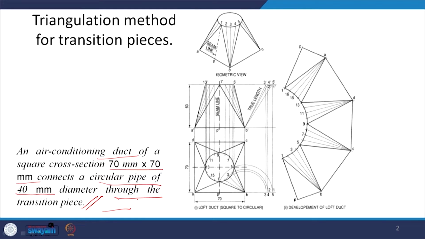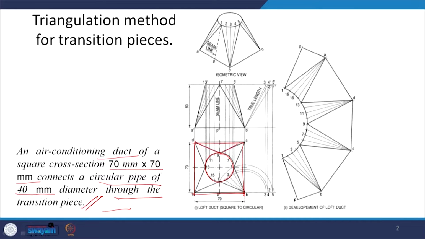This transition piece will be made by using a plate which will be folded. This has to be designed. This is where the development of surfaces is actually required. So, we know that we actually have a bottom square, which is where it connects to the square part of the duct. And then we have a circular piece. So, how will it be?